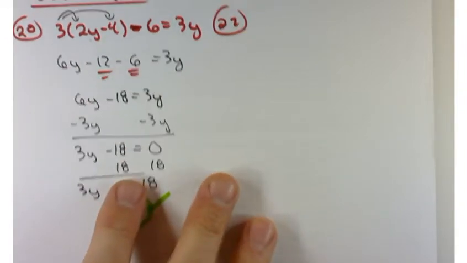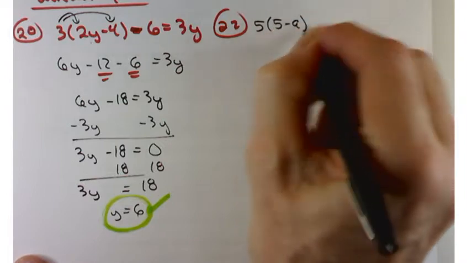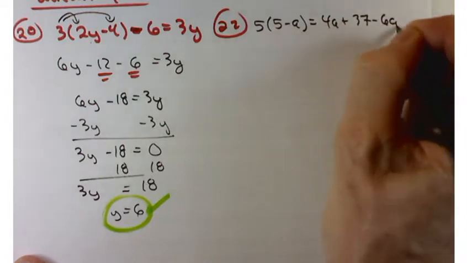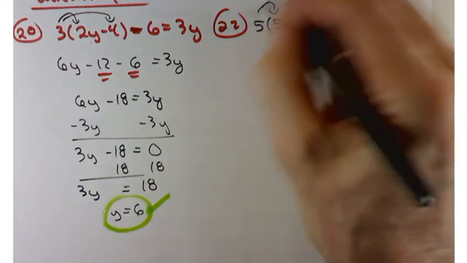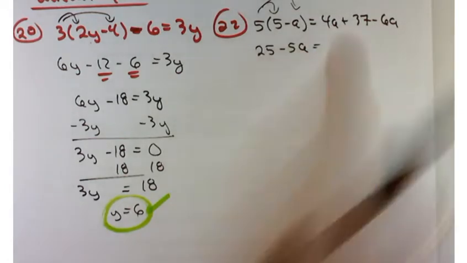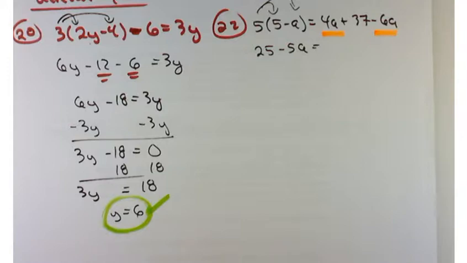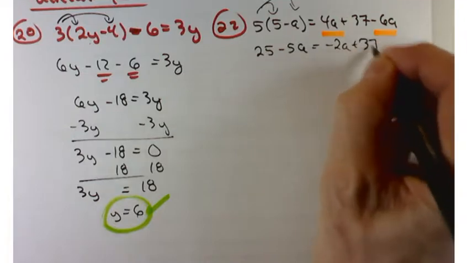Let's try problem number 22. 5 times 5 minus a equals 4a plus 37 minus 6a. Where do you think we should start on this one? Lexi? Yeah, distribute. Well done. So we get 25 minus 5a equals, and Lexi noticed that on the right-hand side there are like terms here and here. So I can combine those terms, and I get what? Thank you. Negative 2a plus 37.